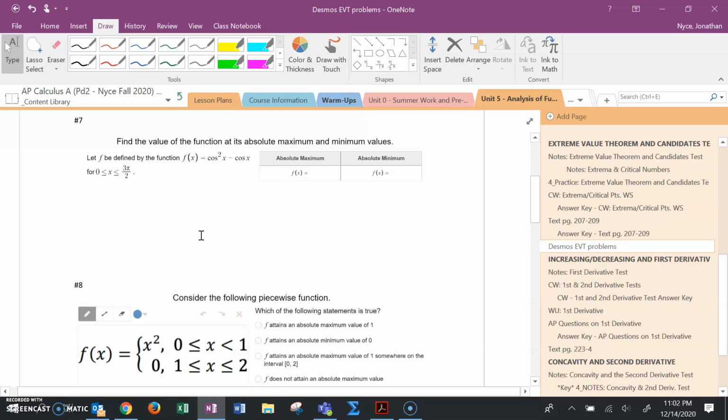Remember, a function can have its absolute maximum and absolute minimum values at the endpoints of an interval or at points where the derivative is equal to 0. So if we find the derivative of this function, we end up with -2 cosine x times sine x plus sine x. If we set that equal to 0, we can factor out sine x.